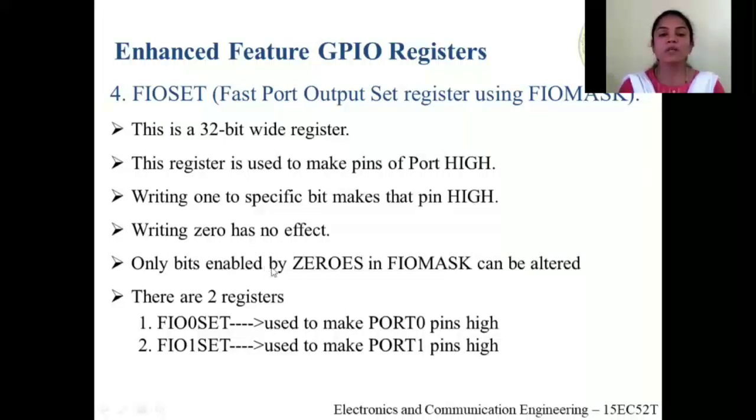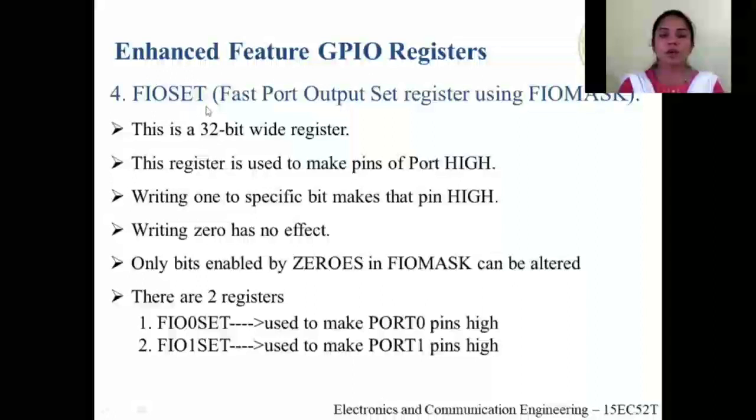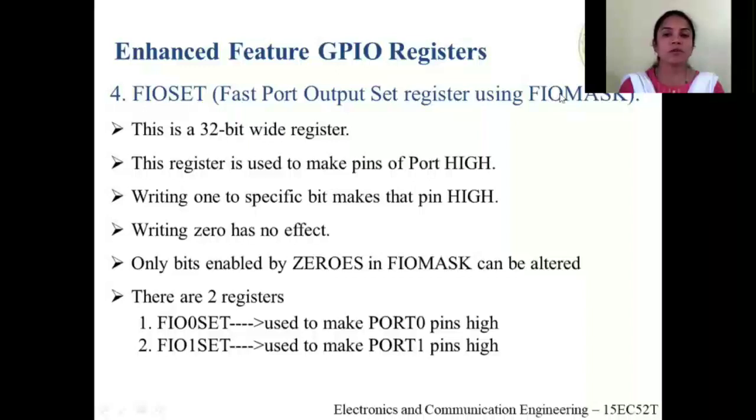Only bits enabled by zeros in FIO mask can be altered. So before using FIO set on port pins, you have to configure value 0 on port pins by using the FIO mask register. There are two FIO set registers. FIO 0 set is used to make port 0 pins high and FIO 1 set is used to make port 1 pins high.